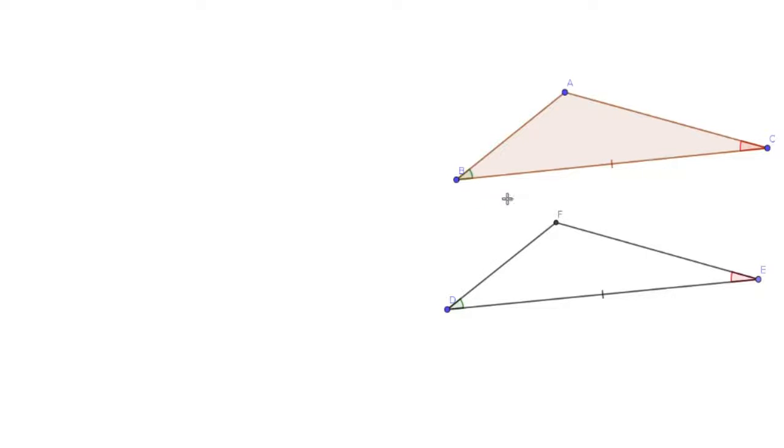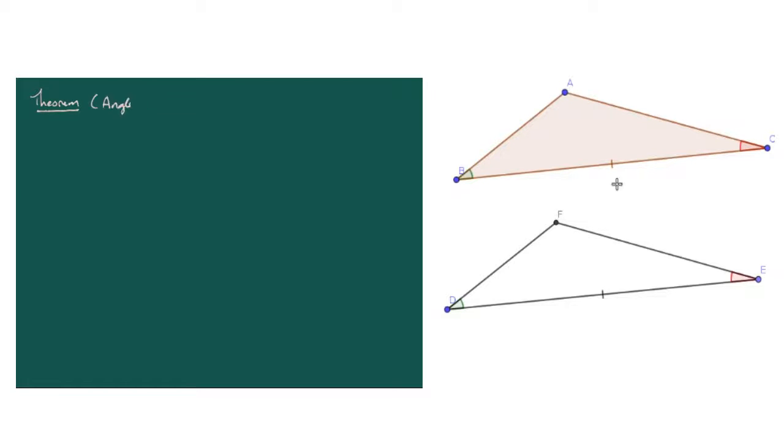So here's our setup. Suppose that we have angle CBA is going to be congruent to angle EDF, and we know that angle ACB is going to be congruent to angle FED. Then we also know that the line segment BC is going to be congruent to the line segment DE. Now, the proof technique that we'll use for this problem is superposition.